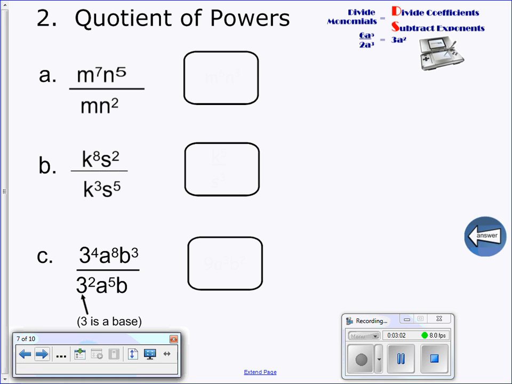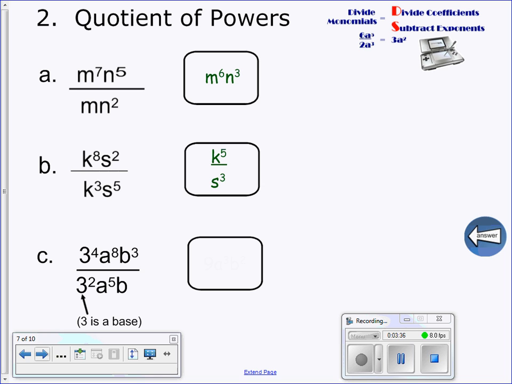Quotient of powers, so this one we're just subtracting. So we have m to the 7th over m to the 1st. So that's m to the 6th, and then n to the 5 minus 2 is 3. So that's m to the 6th, n to the 3rd. Here we have k to the 8 over k to the 3rd, that's k to the 5th. And then we have s to the 2 minus 5, that's negative 3. So if it's a negative exponent, we move it to the bottom. So it will be k to the 5th over s to the 3rd.